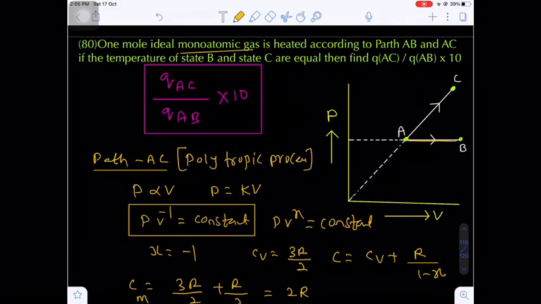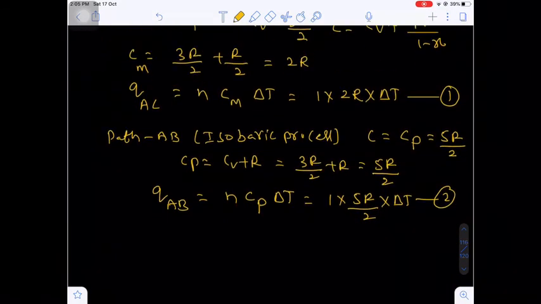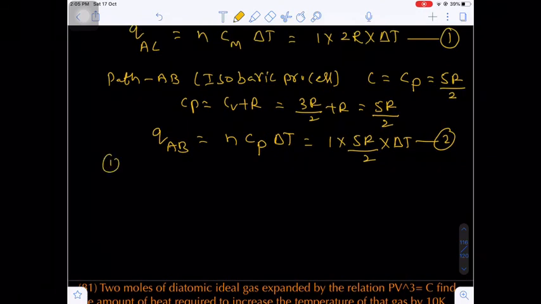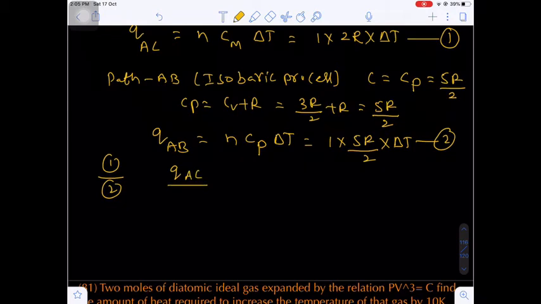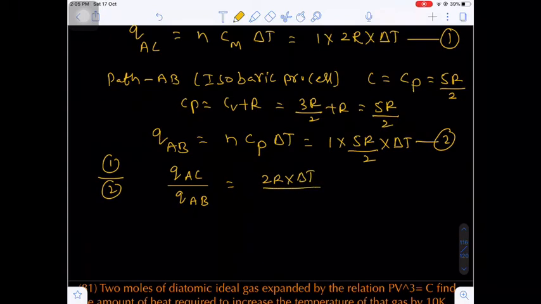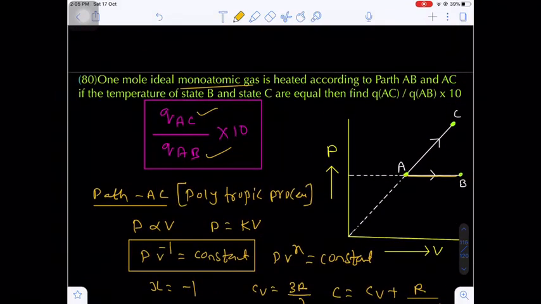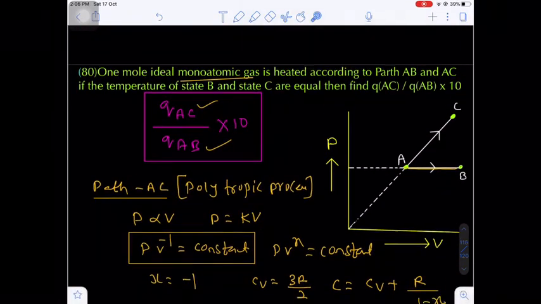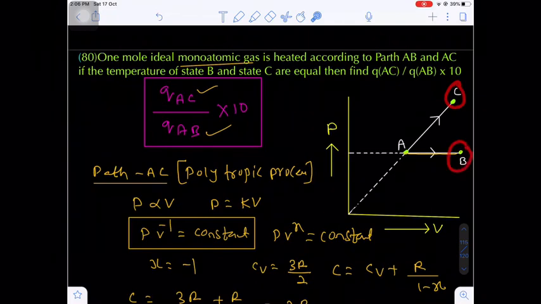Now the question is the ratio between QAC upon QAB. So equation 1 divided by equation 2: on the left hand side QAC divided by QAB. On the right hand side you will have directly 1 into 2R, that will be 2R into delta T, divided by 5R by 2 into delta T. Now one more important relation is given about the temperature. Do you know in both the cases the final temperature remains same?